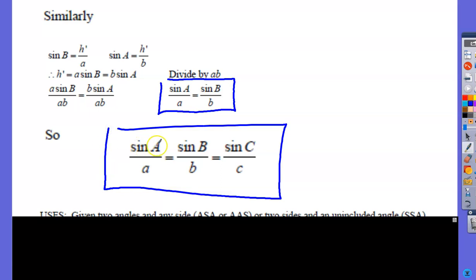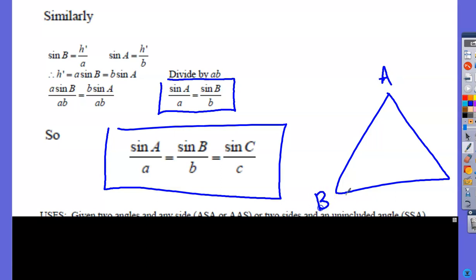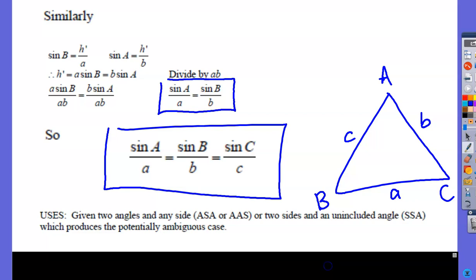The sine of any angle, remember the angles are the capital letters, over its opposite side, is equal to the sine of any other angle over its opposite side, and so on and so forth. We use this the most when we're given two angles. If we're given two angles and any side, it doesn't matter if the side is between or not. If you have at least two angles, you should be using law of sines.